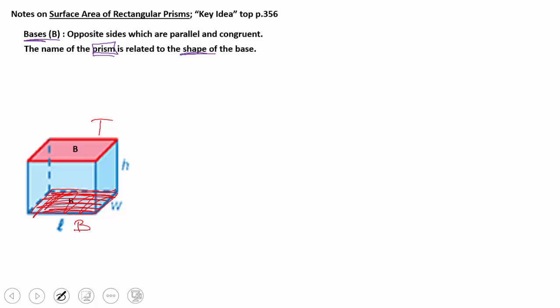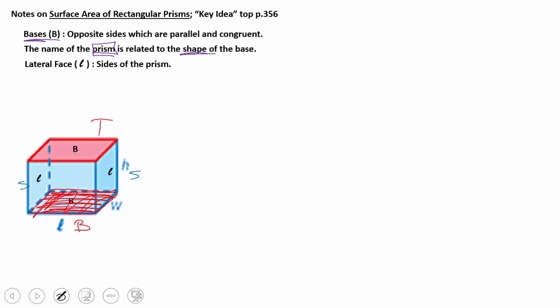Okay? And then, additionally, we have lateral faces. Lateral faces are all the other sides to the prism, and they could be some other shape. Mostly in a prism, they are going to be some form of rectangle. In this particular case, this rectangular prism has 4 lateral faces. We have the sides, one side here and one side over there, those are the lateral faces.